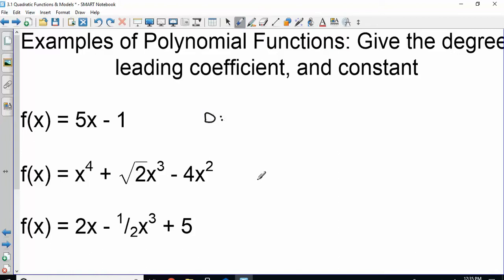So degree, that's the highest power. So in this case, it's just a 1. My leading coefficient, you take that term with the highest degree and you're looking for the coefficient on that, so it would be 5. My constant is just the number without a variable, so that would be -1.